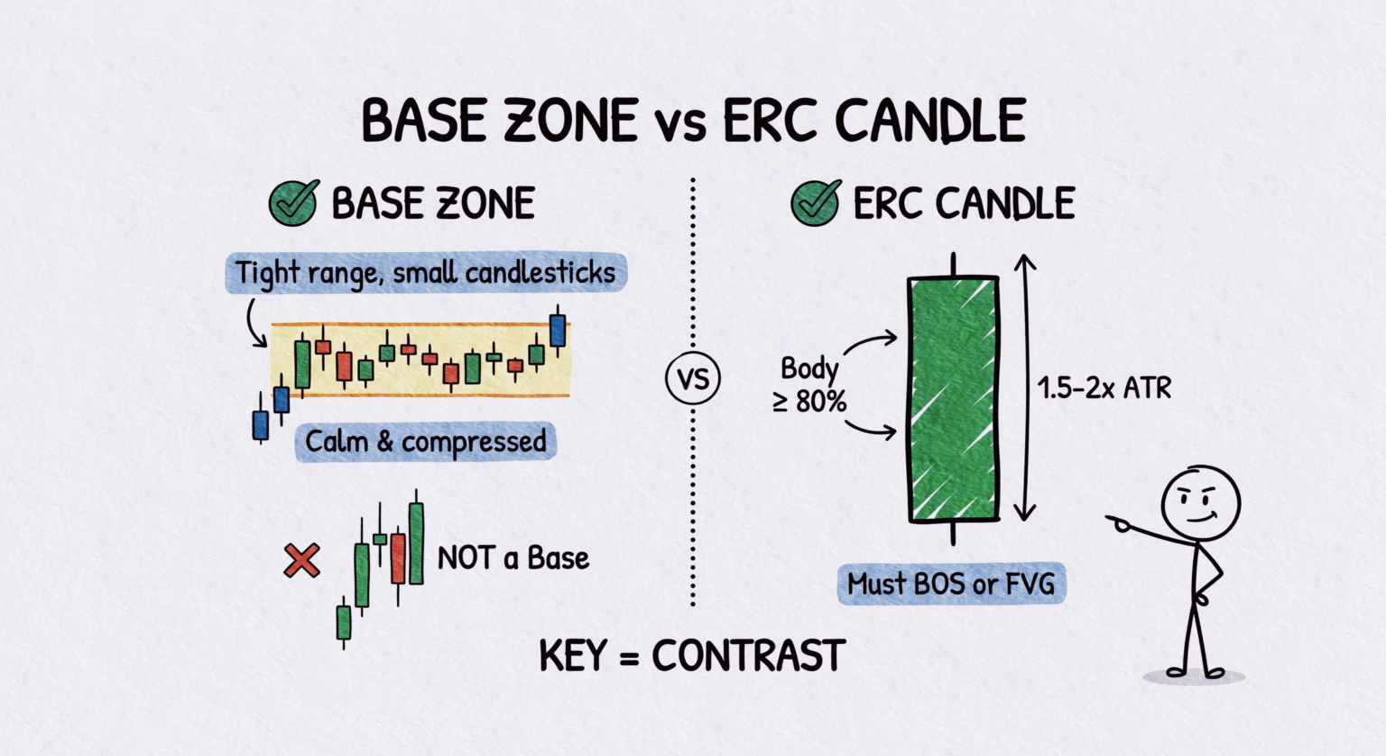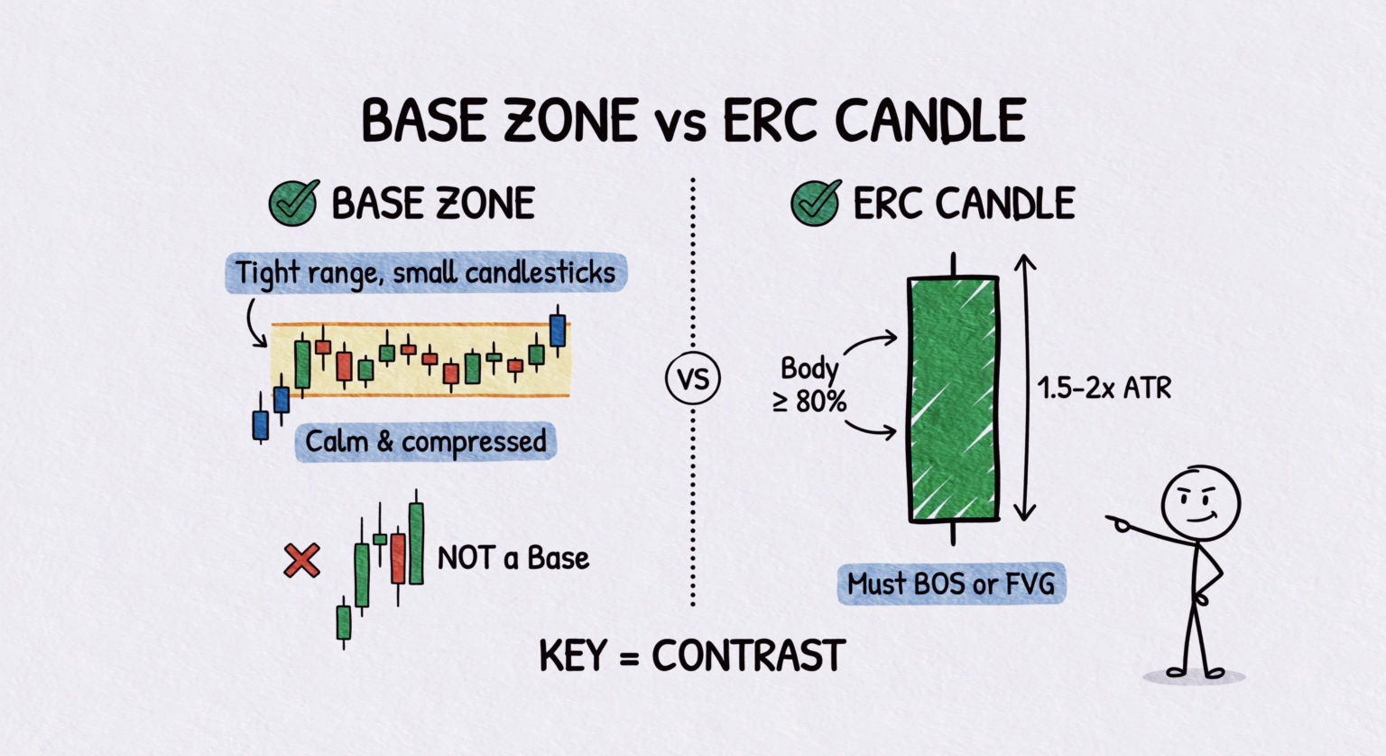A proper base is a tight consolidation zone. The candles inside are small relative to the surrounding moves, narrow range, overlapping bodies. The key is contrast. The base must look calm and compressed compared to the explosive ERC that departs from it. If the candles inside are large and impulsive, that's not a base, that's continuation momentum.